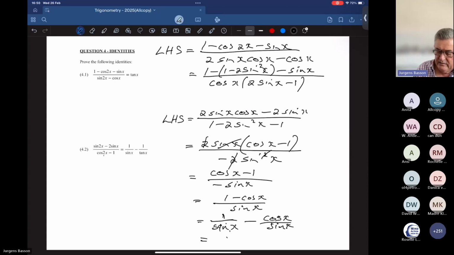This 1 over sine, we're happy with it. And cos over sine, of course, is the same as 1 over sine over cos, which is tan x. So we just reverse that division. And there we have the right-hand side. So we prove them equal.